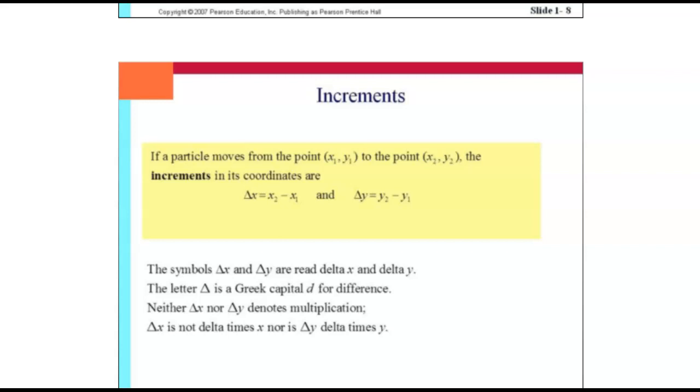So the symbols delta x and delta y represent the difference. In here, we're going to talk a lot about delta x and delta y. We're going to talk a lot about slope.